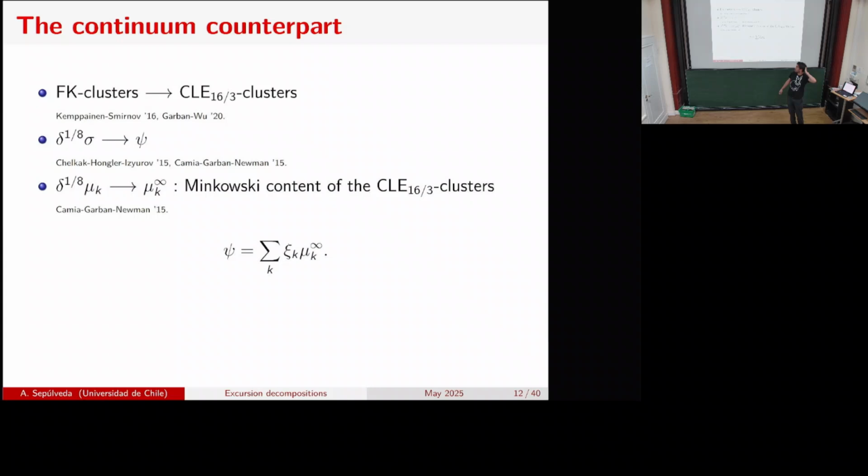So in the original paper, Camia, Garban, and Newman had this idea of saying, okay, let's do another construction. We already know that this thing works, and we know the FK representation is converging in a way, and so what we need to show is whether the measures on top of the clusters are converging by themselves. And they show that in fact they are converging to a measure which is the Minkowski content measure of the right dimension. It has to come with the 1/8, and that gives them a direct excursion decomposition.